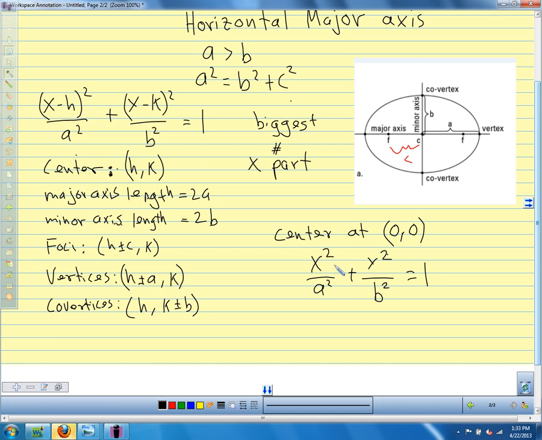So, again, the important things to remember about all of our equations here. a tells us how far the center and the vertex are apart. b tells us how far the center and the co-vertex are apart. And c tells us how far the center and the foci are apart. So questions about that? Questions about our equations? So there's a little more to keep track of with ellipses. We have this a, b, and c.